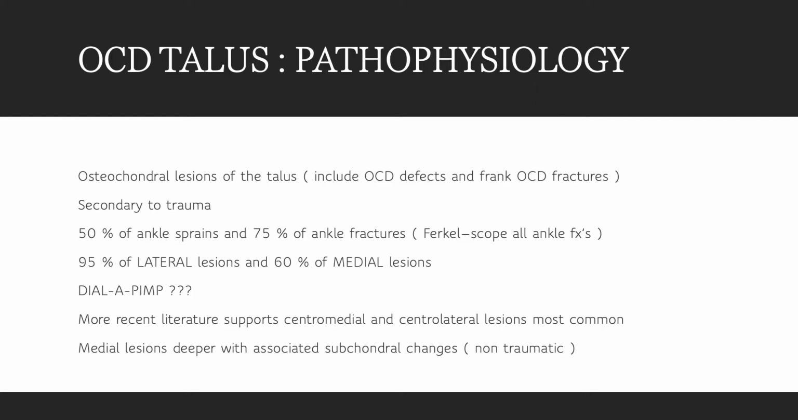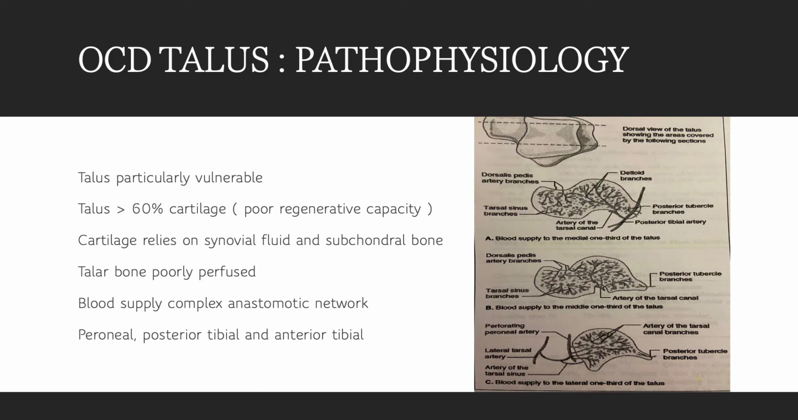We have also garnered from the literature that medial lesions are often deeper and associated with more subchondral changes, and these more often than not are non-traumatic. Of course, the talus is particularly vulnerable with regards to osteochondral lesions, as more than 60% of its surface area is covered in cartilage, which we know has a poor regenerative capacity.